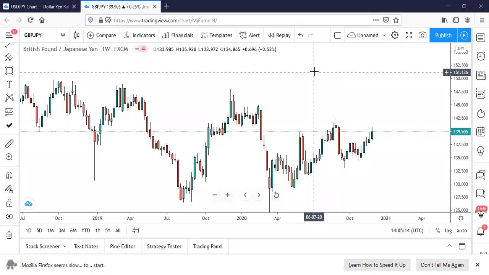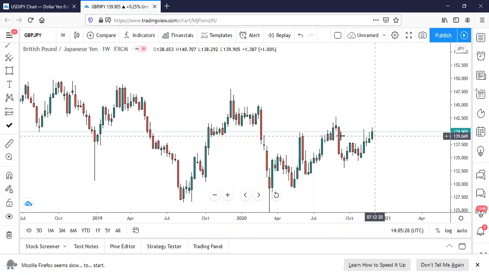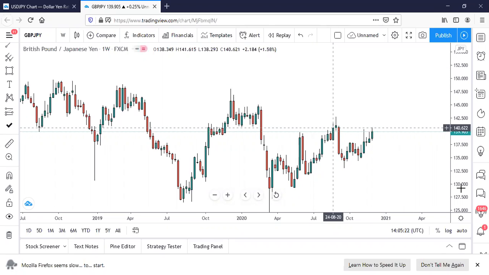Okay, this is GBPJPY on the weekly chart. You can see last week price got to your weekly very surely.